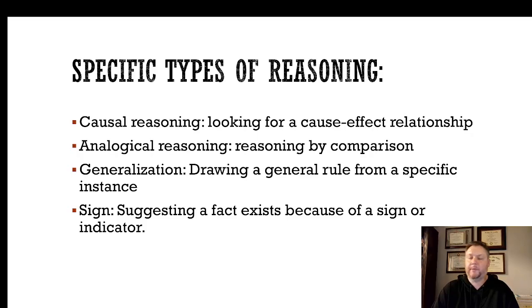But it also might not be true because you're not getting another sign indicator. So you just have to decide if you're going to look for more or not. But obviously the way to validate the conclusion is to get more than one sign indicator. So this is another specific type of reasoning.